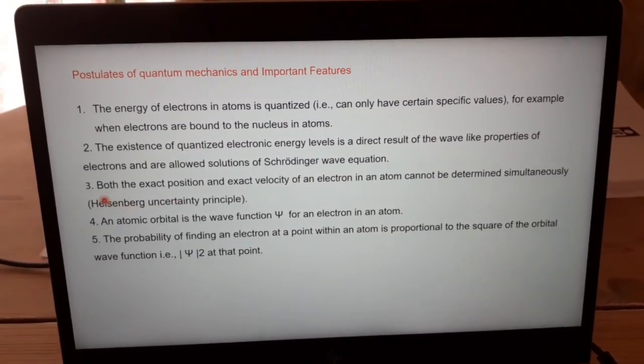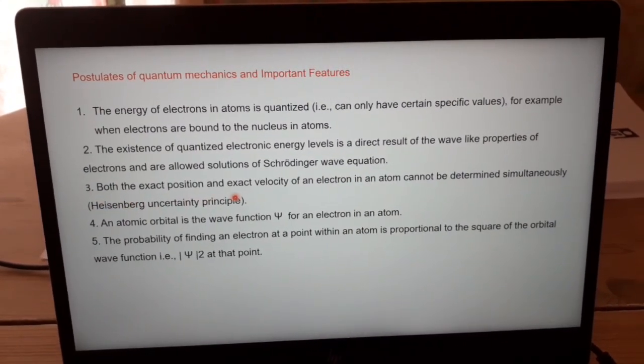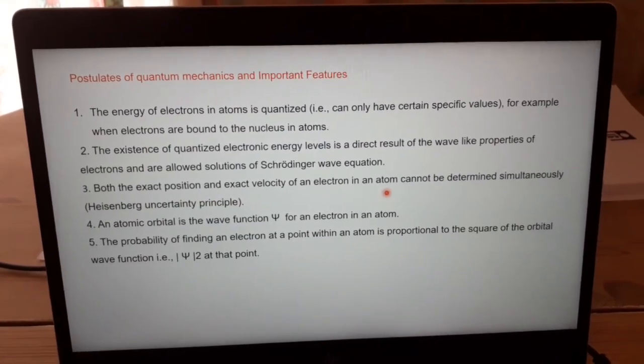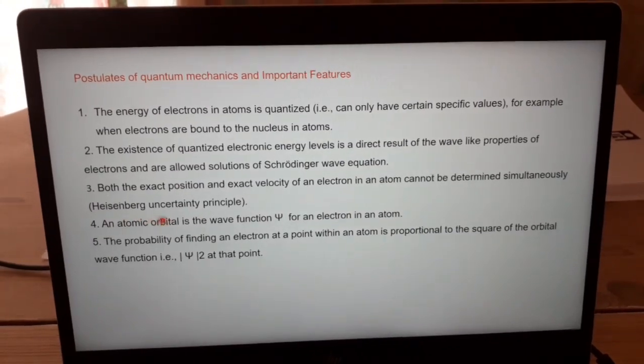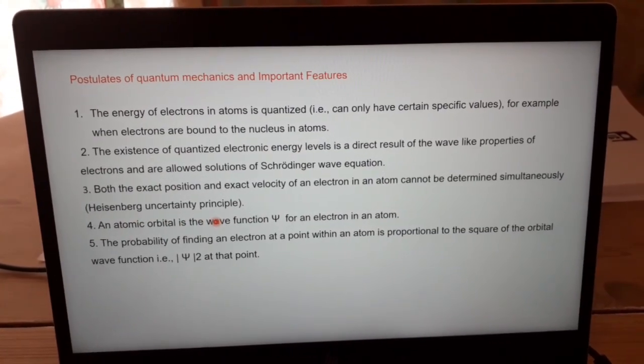The third point says both the exact position and the exact velocity of the electron in an atom cannot be determined simultaneously, which is stated by the Heisenberg uncertainty principle.